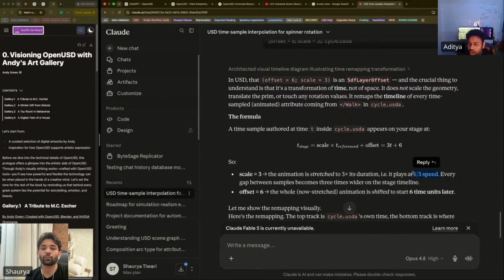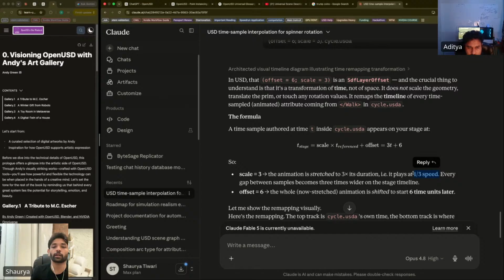Imagine there was a clip that was 4 seconds long, and now the scale is 3. So scale is 3 means the video is slowed by 0.333.